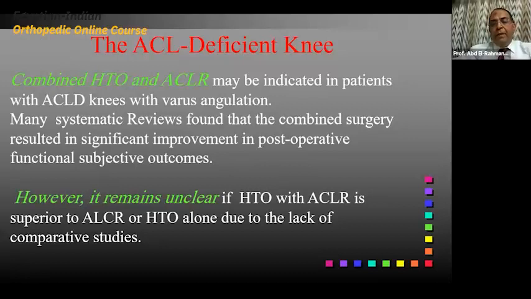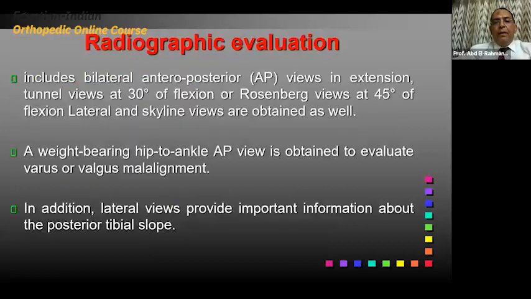As I said, there is a dilemma, there's controversy in this issue. Some surgeons do ACL reconstruction first and then followed by high tibial osteotomy. Other surgeons do high tibial osteotomy and decrease the slope, and this patient may do well and didn't need ACL reconstruction later on.